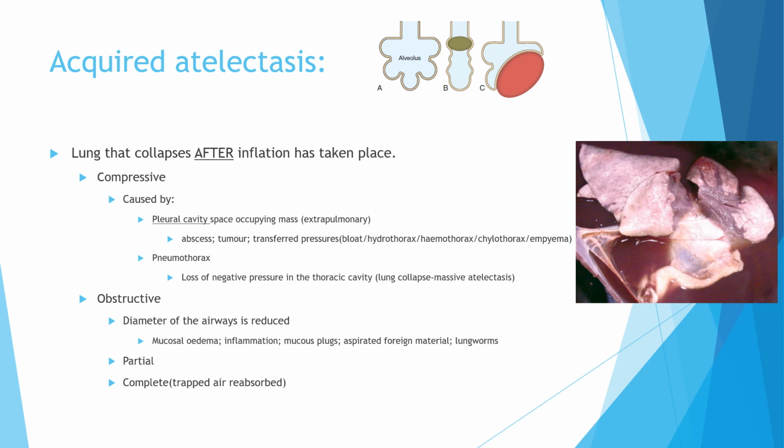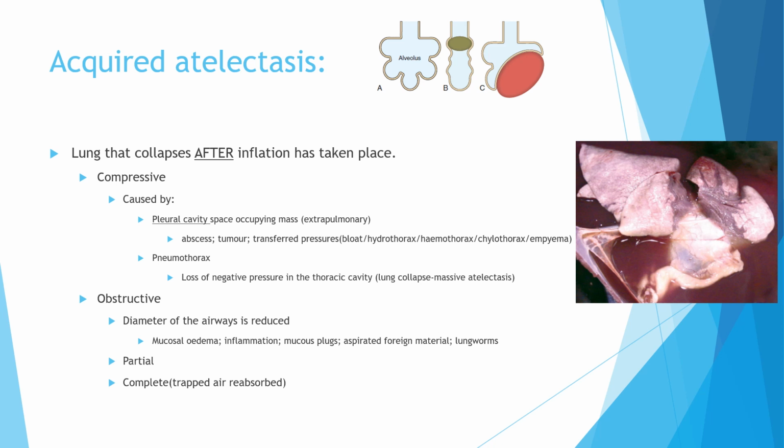Depicted in the slide is an image of an atelectatic lung, and this type of atelectasis differs from the congenital atelectasis we discussed just now. With congenital atelectasis, a lung that should have distended with air did not. In this case, you can see that at some point the lung had distended with air, it had inflated.